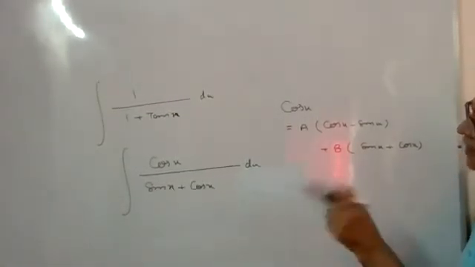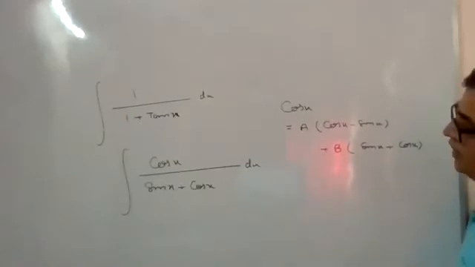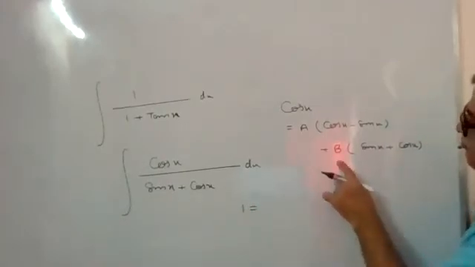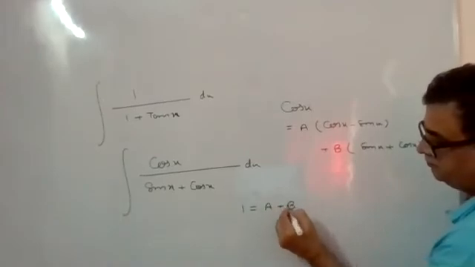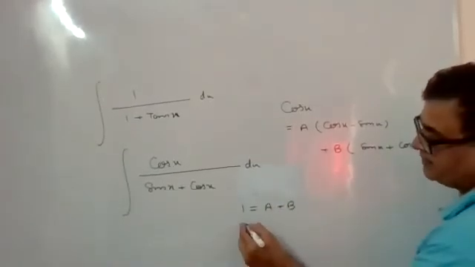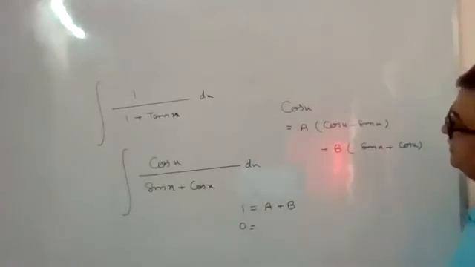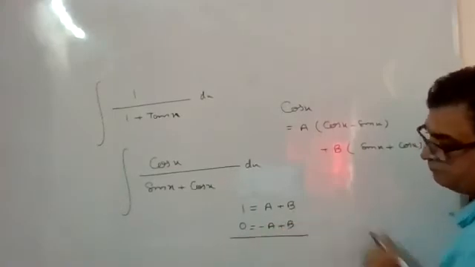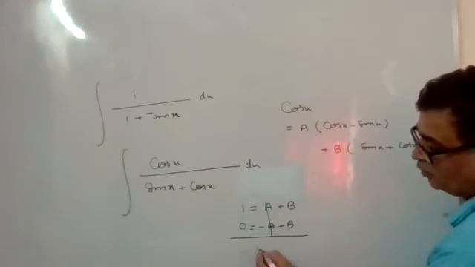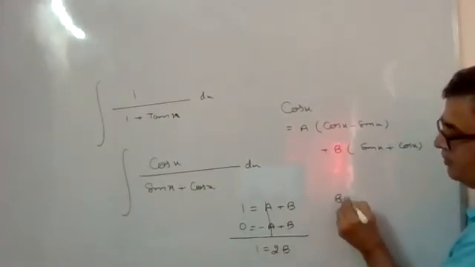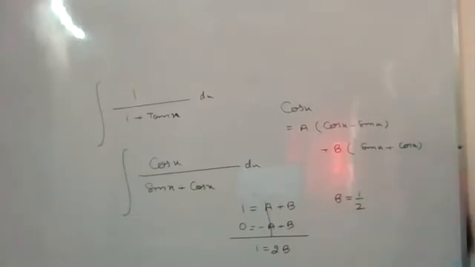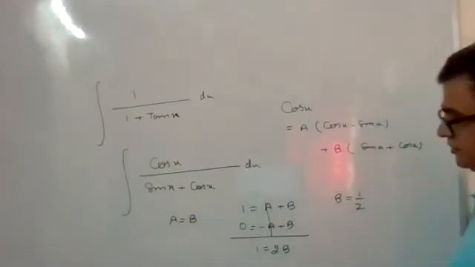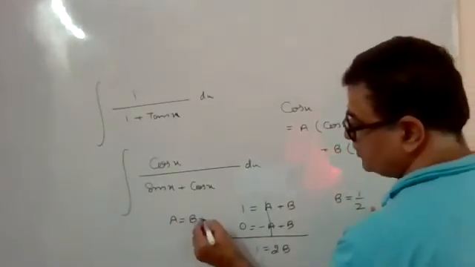Then doing the comparison. When you do the comparison of cos, it will be 1 on this side, and this will be a plus b. Then I'll take the sine comparison. This becomes 0, since sine is not there on this side. Here it will be minus a plus b. When you solve it, these two cancel out. 1 is coming as twice b, so b is 1 by 2. And from this equation, a is equal to b. b is already half, so a is also half.